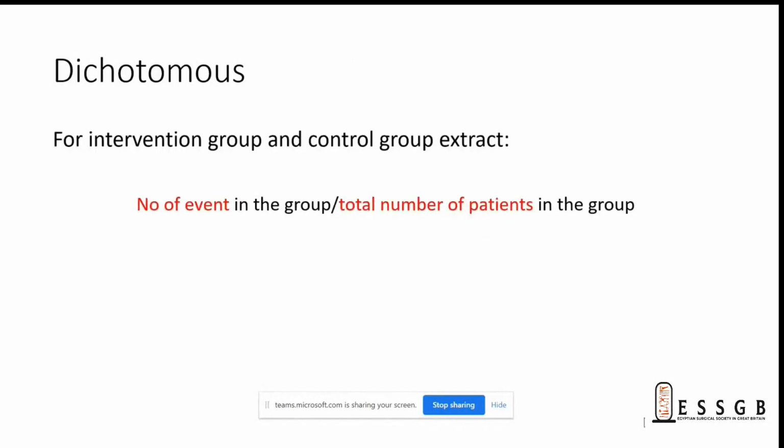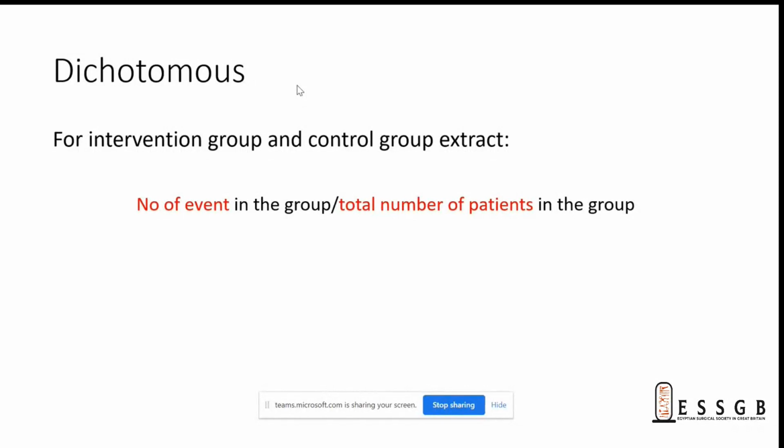And for dichotomous data, from the study that you're looking at, for example, you have identified 10 RCTs to include in your meta-analysis. You are going to extract the data about the outcome, assuming that, for example, your topic is the comparison of laparoscopic versus open appendectomy, and your outcome is post-operative collection. Is post-operative collection a dichotomous outcome or continuous outcome? It is dichotomous, isn't it? Because it's yes or no.